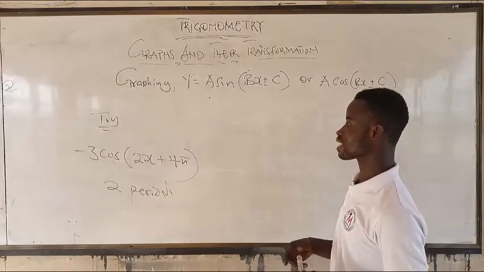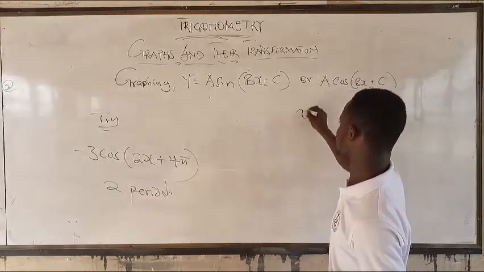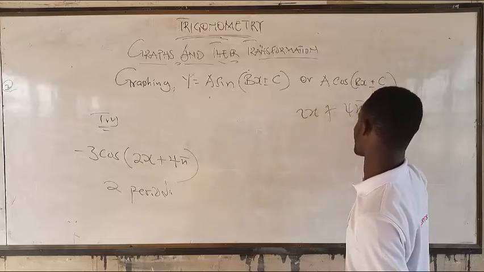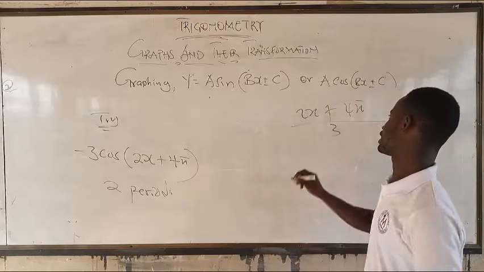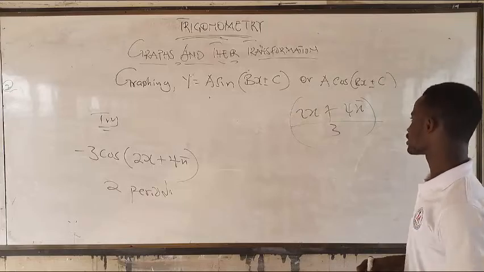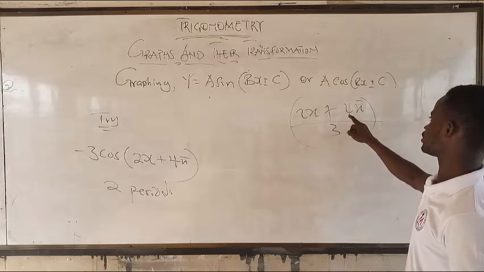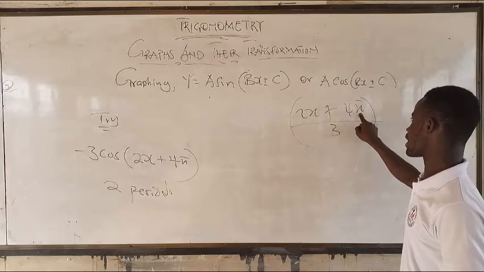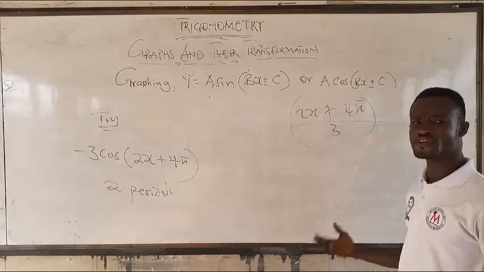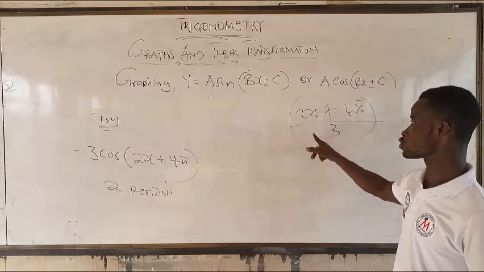Sometimes you can get it in a certain form. For instance, you can get 2x plus 4 pi, let's say all this over 3, and you see this to be the argument. Note that here you can divide this 2x by 3 and here you can divide this 4 pi by 3. If so, you can see that the coefficient of x will be 2 over 3.